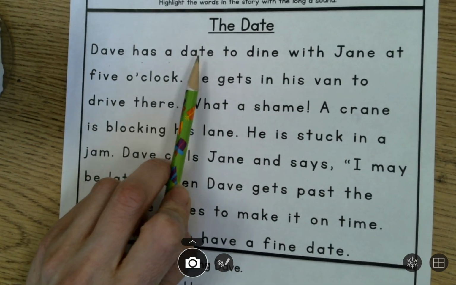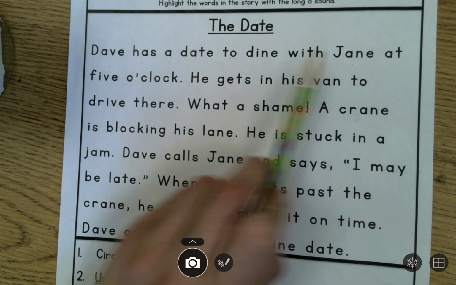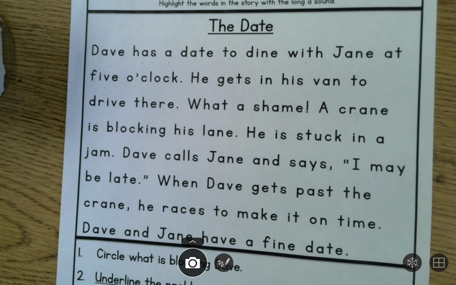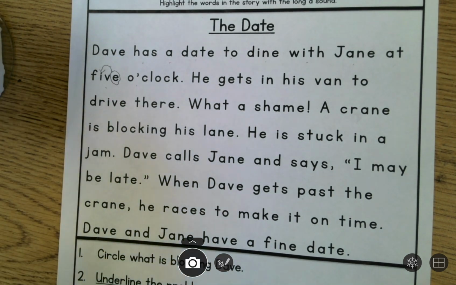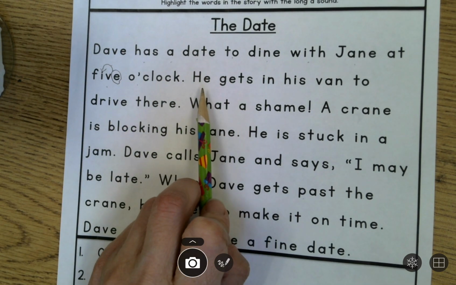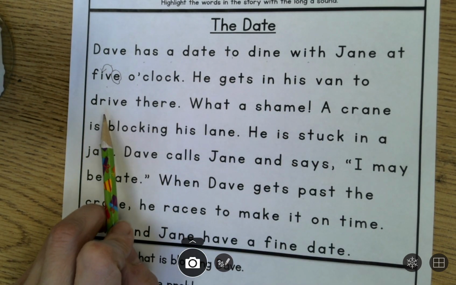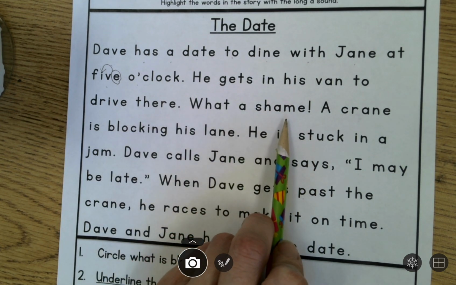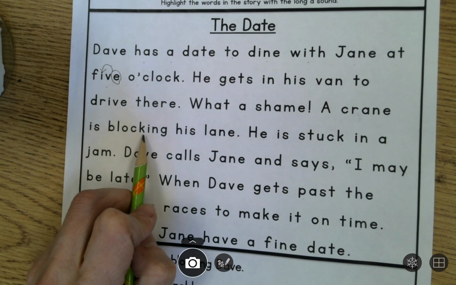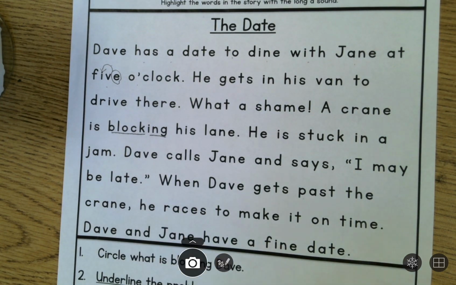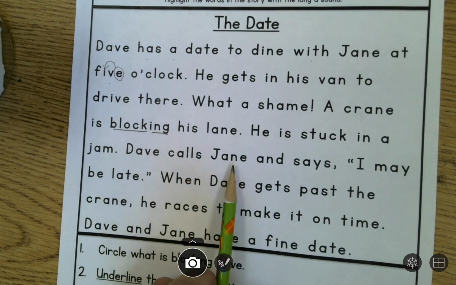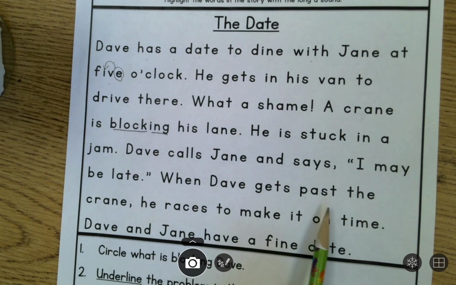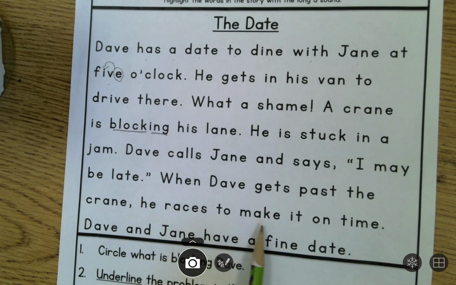Dave has a date to dine with Jane at 5 o'clock. So the 5, the E tells the I to say I. 5 o'clock. He gets in his van to drive there. What a shame. A crane is blocking his lane. He is stuck in a jam. Dave calls Jane and says, I may be late. When Dave gets past the crane, he races to make it on time.